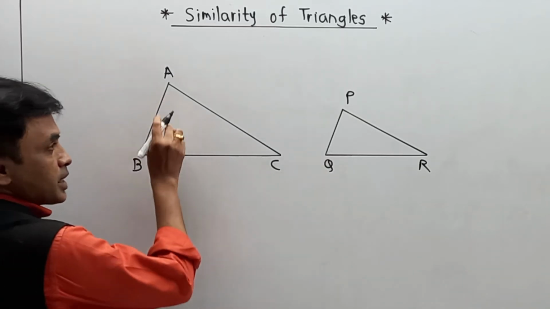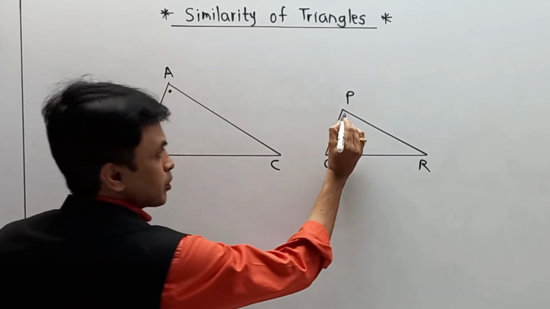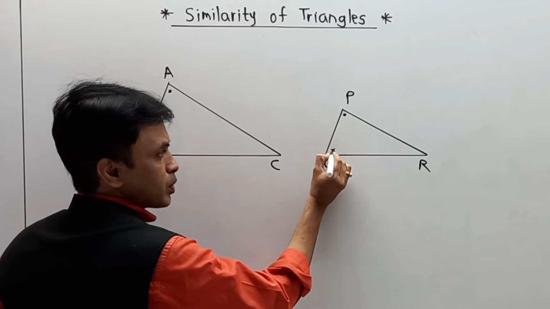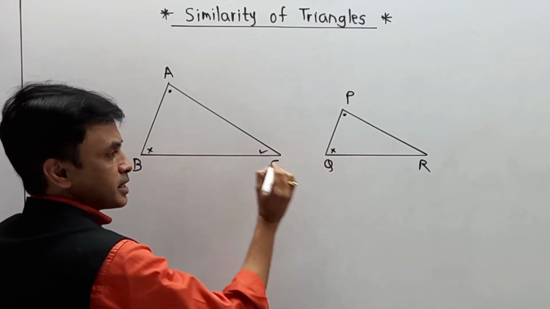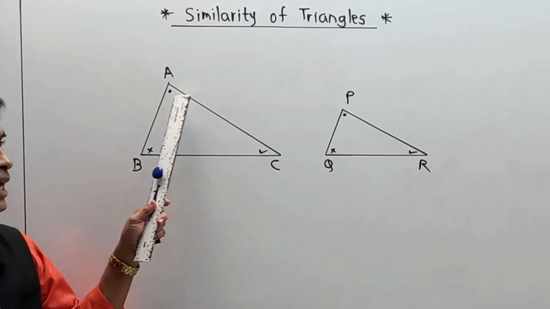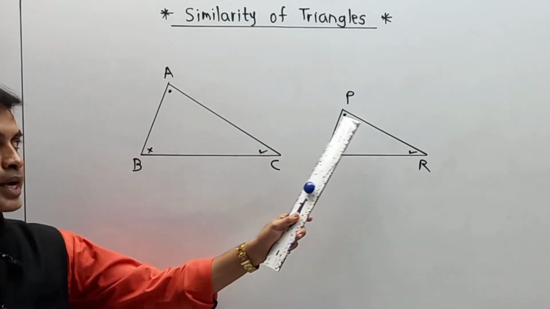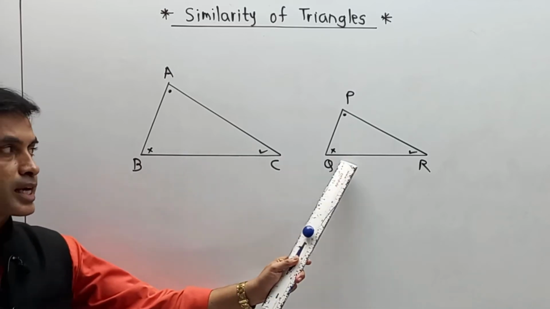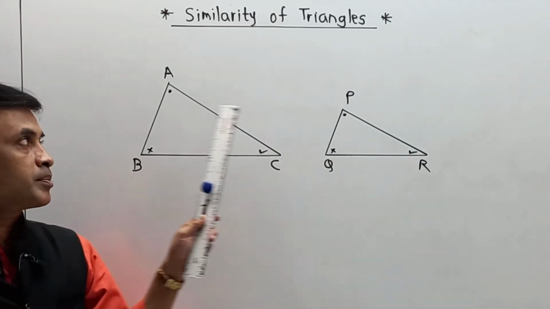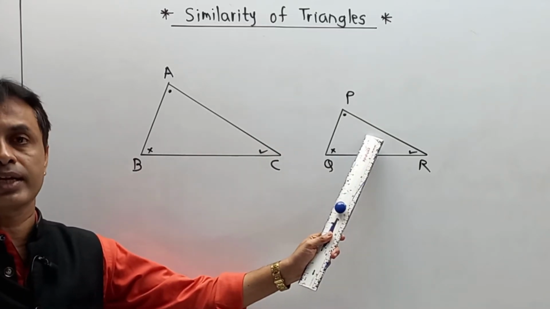First of all, let us say in these two triangles, angle A is exactly equal to angle P. Angle B is exactly equal to angle Q. And angle C is exactly equal to angle R. What is the concept? It means all three angles of the first triangle are exactly equal to all three angles of the second triangle.